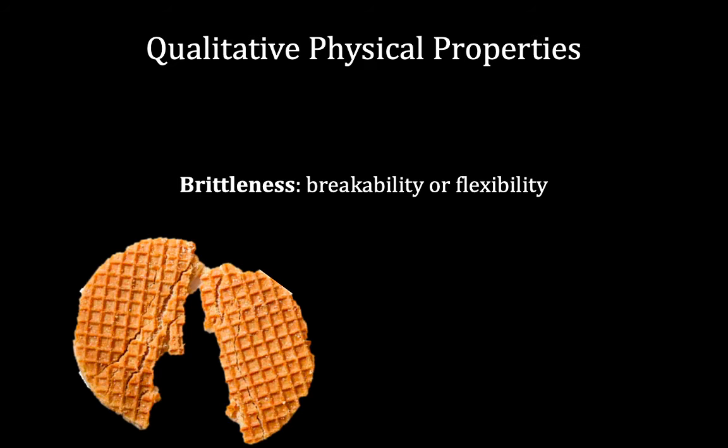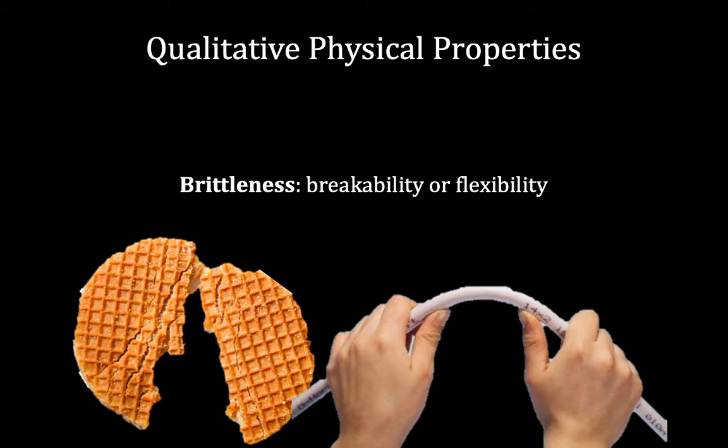Looking at our next qualitative physical property, we're looking at brittleness. If you were to try and break a substance, there are two options that can happen, right? If you were to try and snap a substance in half, one, it can break. So if it breaks, we would describe it as brittle. The other option is that it bends, and if it bends, we would say that it's flexible.